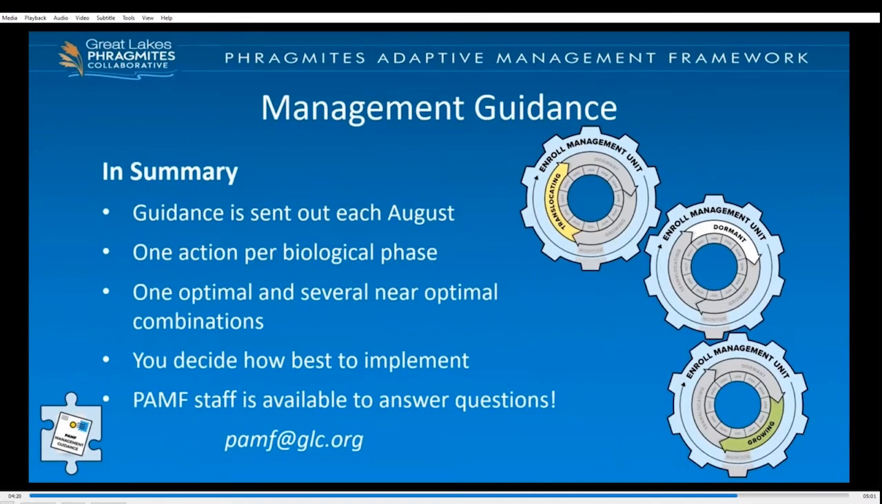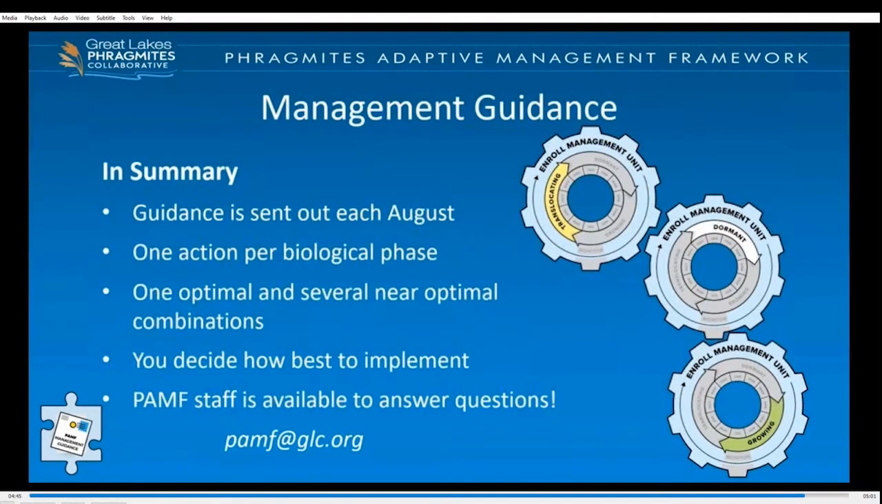Guidance is one of the main benefits to PAMF participants. As a participant, you receive data-driven guidance based on the model's most current understanding of Phragmites management. The guidance you receive in August will come as one optimal combination with several near optimal combinations. And that is going to look like one management action for each of the 3 biological phases of Phragmites.